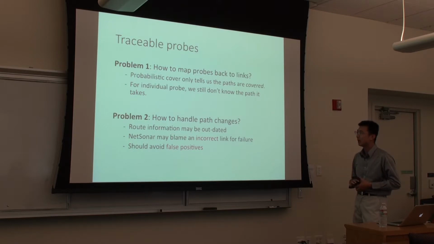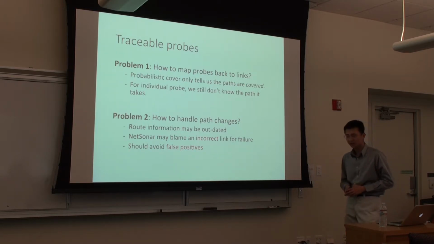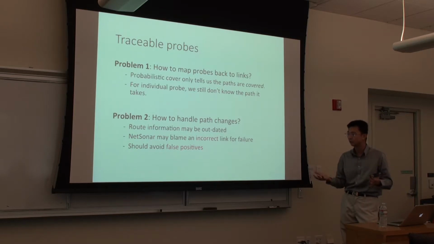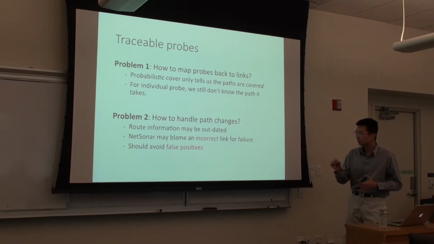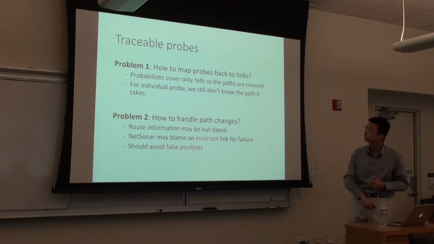The second problem is how to handle these path changes. Remember that traffic engineering just changes this routing information periodically. And as a result, the routing information captured by NetSonar can be outdated. So if this information is outdated, is incorrect, NetSonar may blame an incorrect link for the failures. And that's bad because that can cause false positives. And we want to avoid these false positives caused by the path changes.